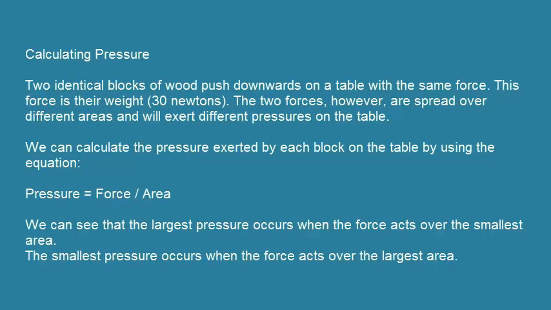Calculating pressure. Two identical blocks of wood pushed downwards on a table with the same force. This force is their weight, 30 newtons. The two forces, however, are spread over different areas and will exert different pressures on the table. We can calculate the pressure exerted by each block on the table by using the equation pressure equals force divided by area. We can see that the largest pressure occurs when the force acts over the smallest area. The smallest pressure occurs when the force acts over the largest area.